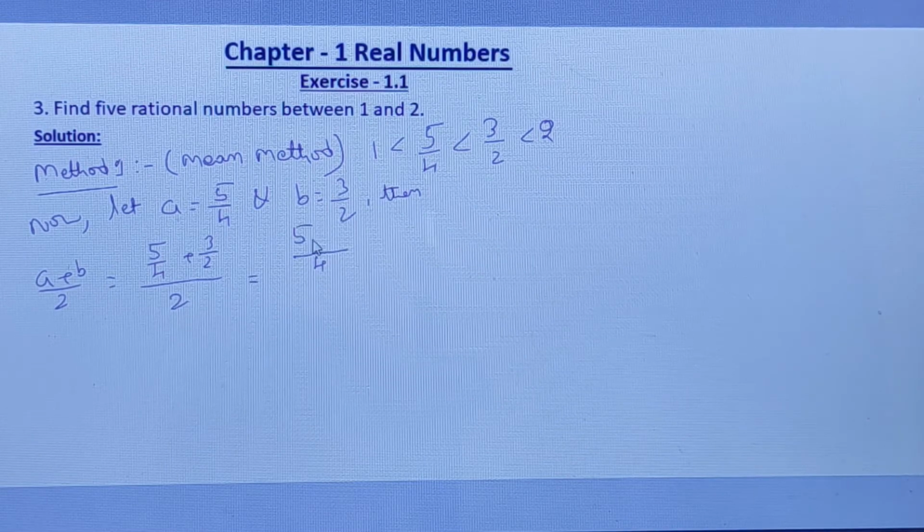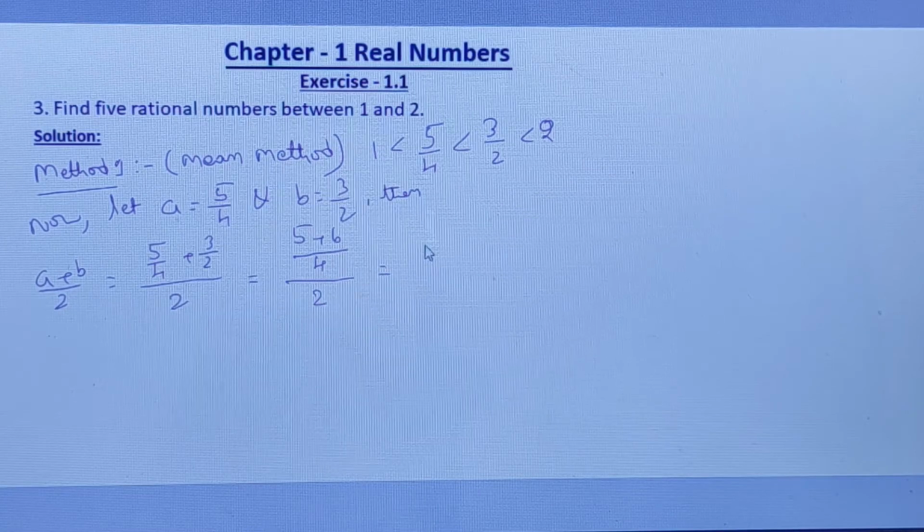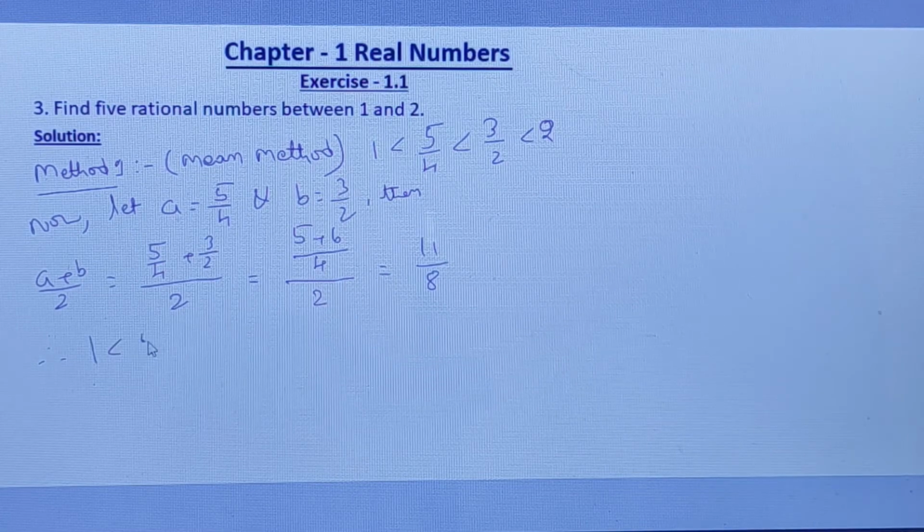So this is 5 plus 6 divided by this 2. So this is 11 by 8. So therefore 11 by 8 lies between 5 by 4 and 3 by 2. So 1 is less than 5 by 4 is less than 11 by 8 is less than 3 by 2 is less than 2.